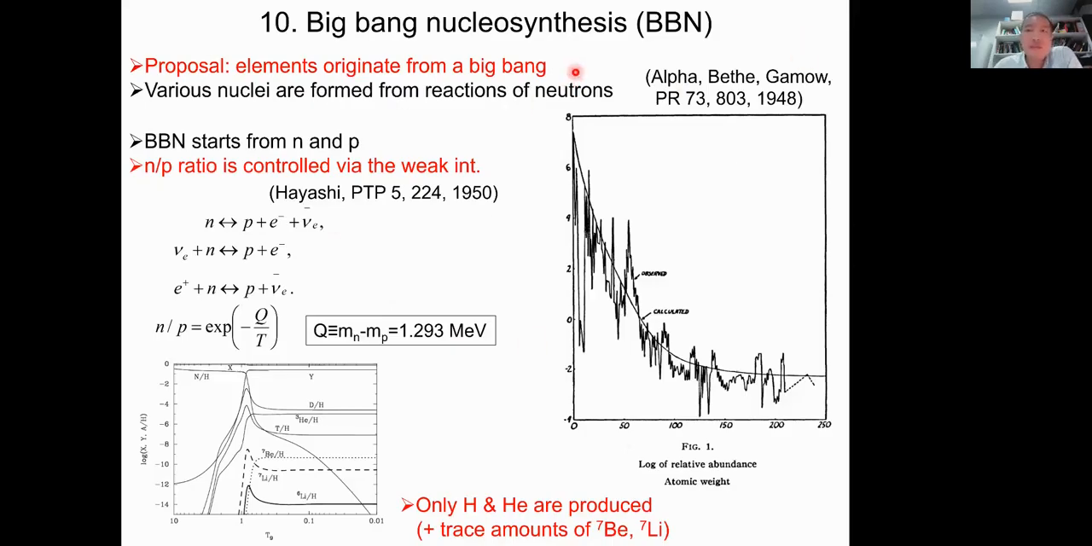And in the first 3 minutes of the Big Bang, primordial nucleosynthesis is expected to occur, as proposed by Alpher, Bethe, and Gamow, in the paper on the origin of elements from a Big Bang. In this paper, it was considered that various nuclei observed today are formed from reactions of neutrons in the early epoch. But in fact, the situation was a little bit different.